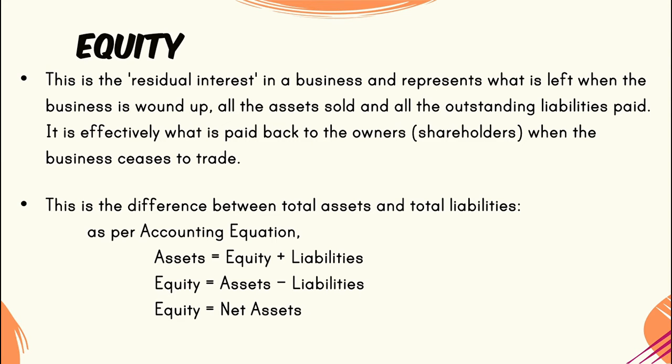Next, we have equity. This is the residual interest in a business and represents what is left when the business is wound up, all the assets sold and all the outstanding liabilities paid. It is effectively what is paid back to the owners when the business ceases to trade. The accounting equation is assets equal to equity plus liabilities.